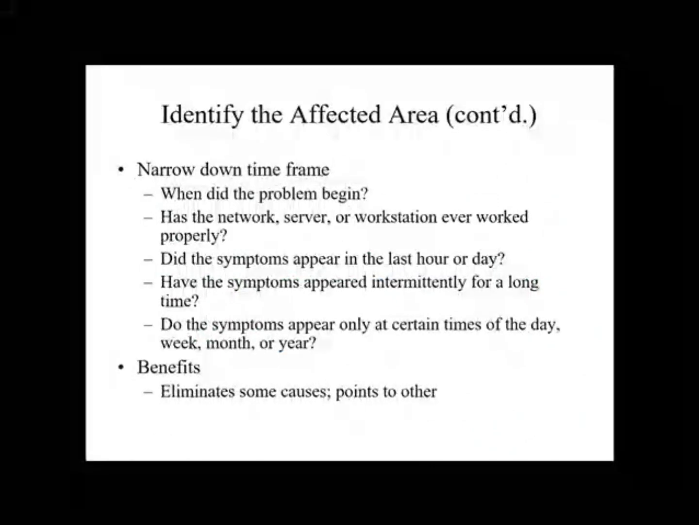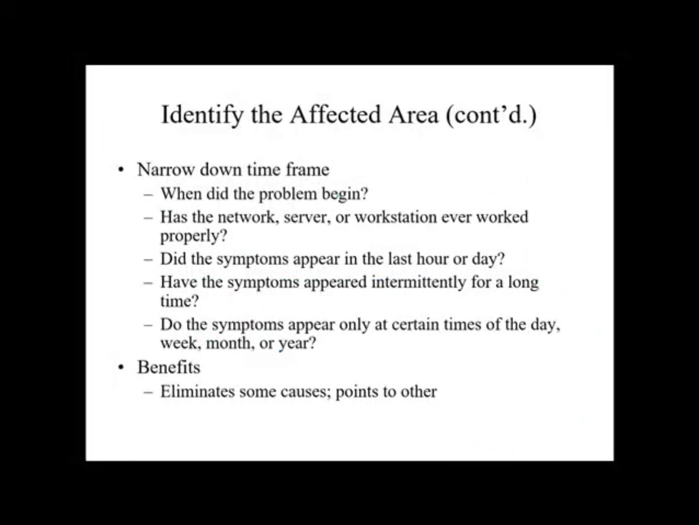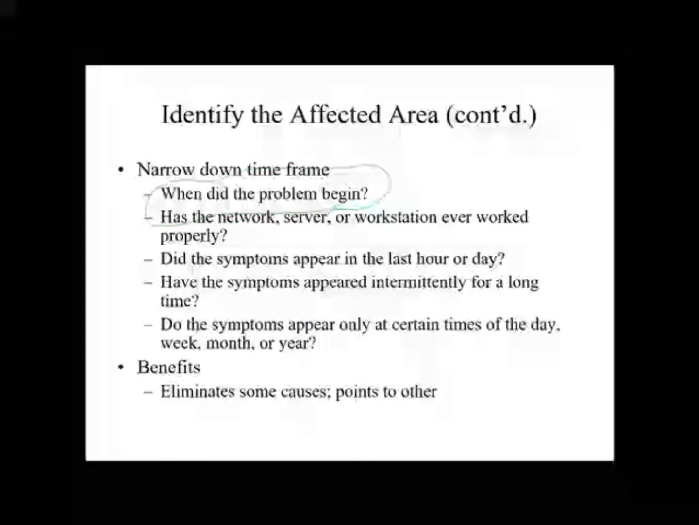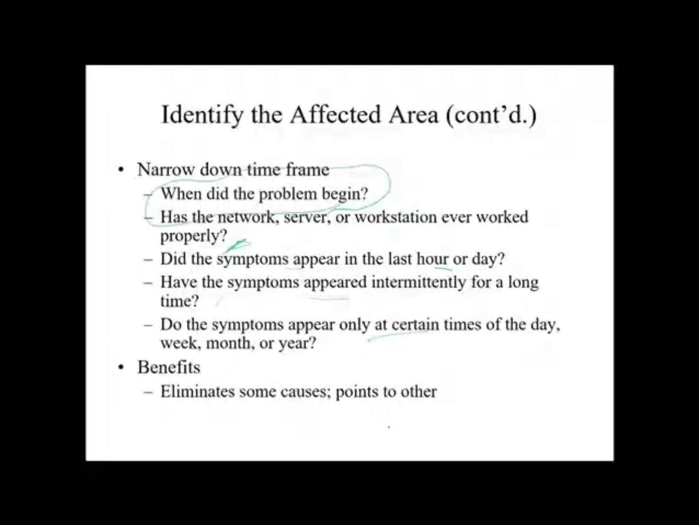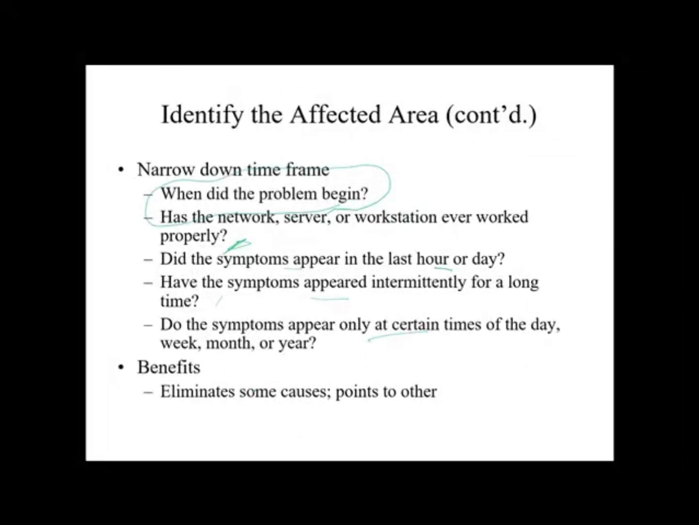Next, narrow down the time frame. When did the problem begin? As I said earlier, ask the user when this problem arose, whether all was okay before or not, or whether you are facing some minor issue. Has the network or server or workstation ever worked properly? Did the symptom appear in the last hour or day? Have the symptoms appeared intermittently for a long time? Do the symptoms appear only at certain times of the day, week, month, or year?